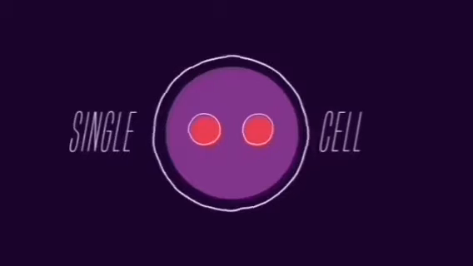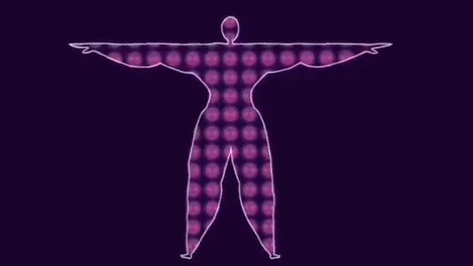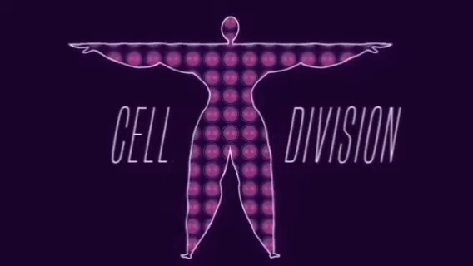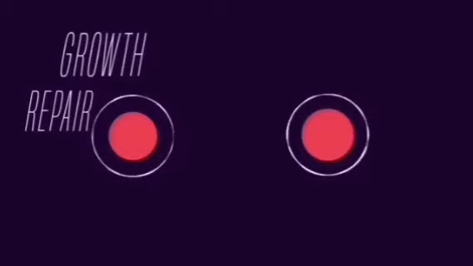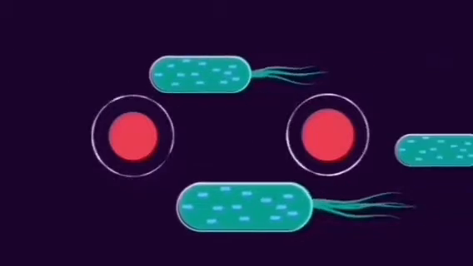It might be hard to believe, but at the very start of your life, you are a single, microscopic cell called a zygote. Your body now contains millions of cells, which all came about by the process of cell division. Cell division happens when one cell divides to form two cells, and it is the basis of growth and repair in humans. It's also used for asexual reproduction in organisms like bacteria.